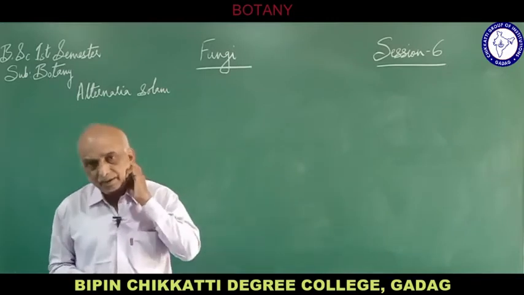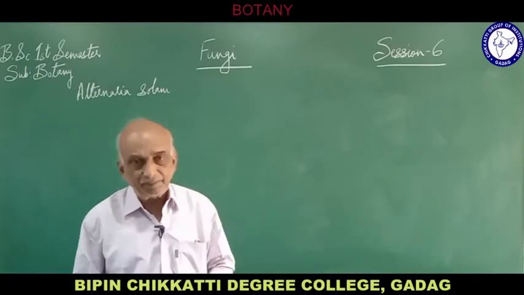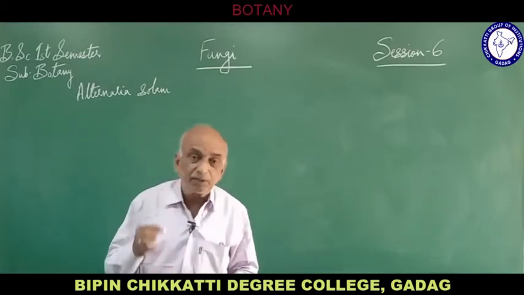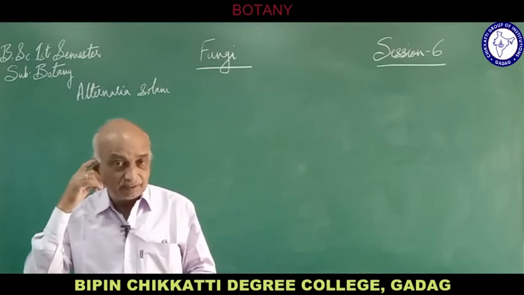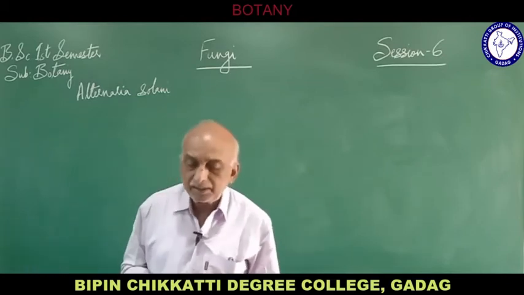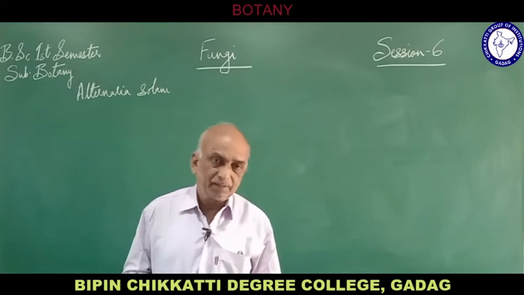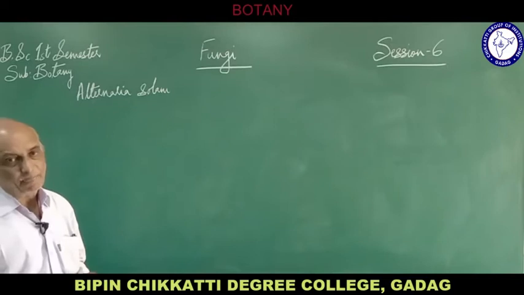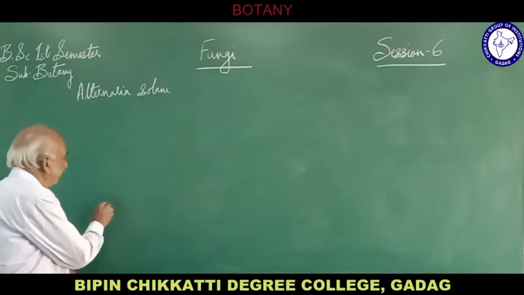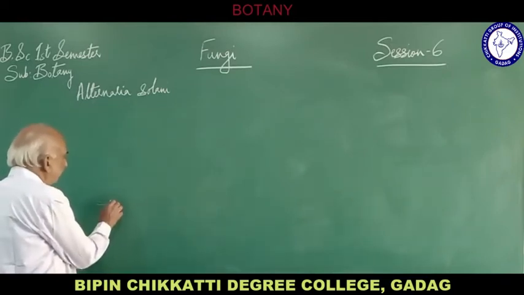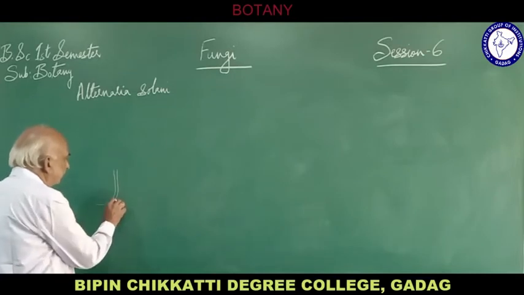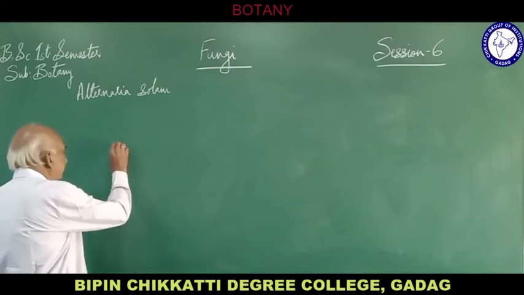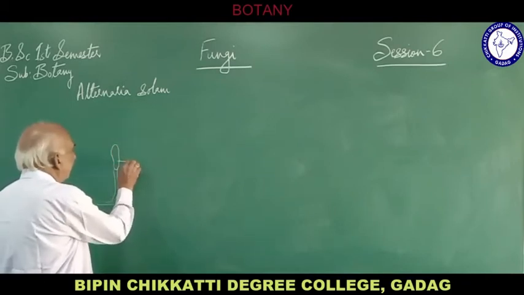Then if you come to the reproduction in Alternaria, it is very simple, only asexual reproduction takes place in Alternaria. There is no vegetative method and there is no sexual method of reproduction. The asexual reproduction takes place by simple conidia. The hyphae give rise to what are called conidiophores. These conidiophores give rise to conidium or conidia.